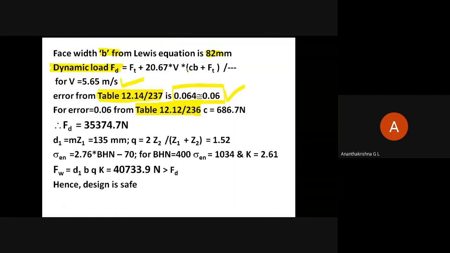Now come to this table 12.12. You have three blocks, right? One is 14.5 degree, then next is 20-degree full depth involute, and the next is 20-degree stub tooth involute. Correct? On the left hand side, you have various combinations: cast iron and cast iron, cast iron and steel, and the third one is steel and steel. Are you all there? Yes, sir.